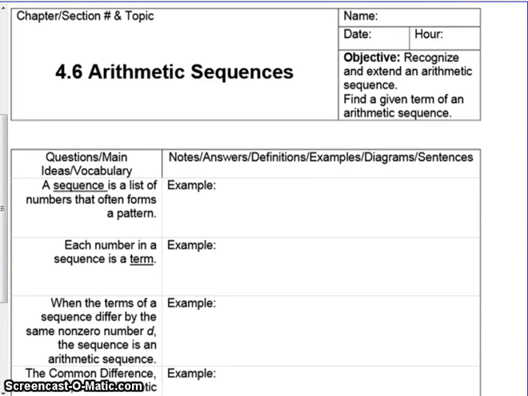This is video 4.6, arithmetic sequences. We are going to recognize and extend an arithmetic sequence and find a given term of an arithmetic sequence.